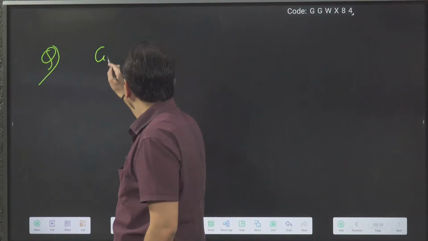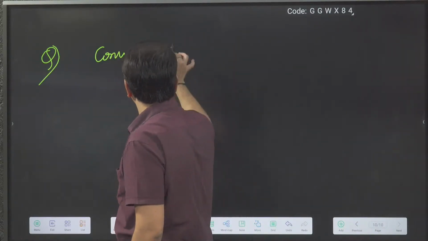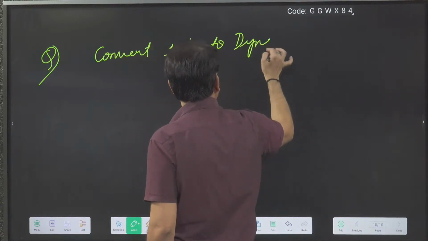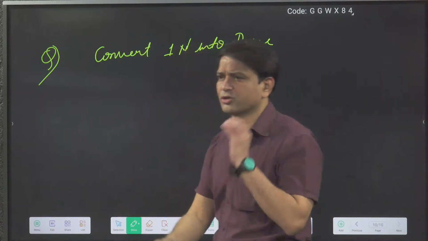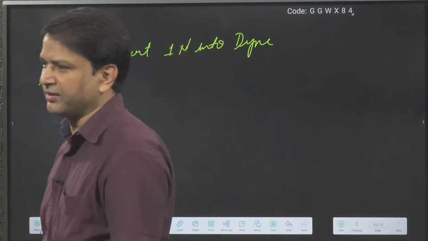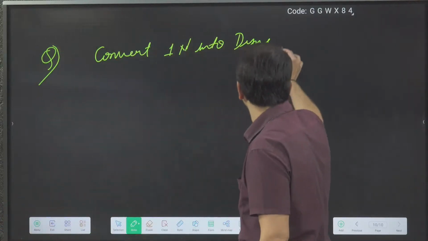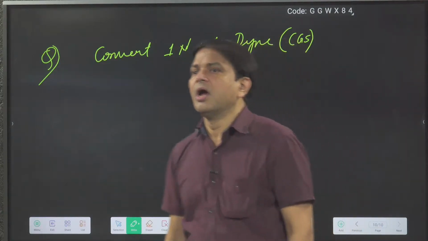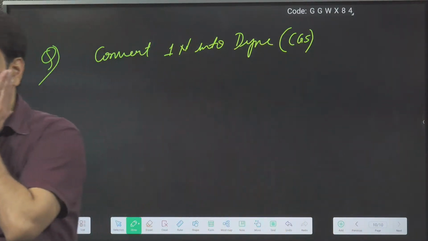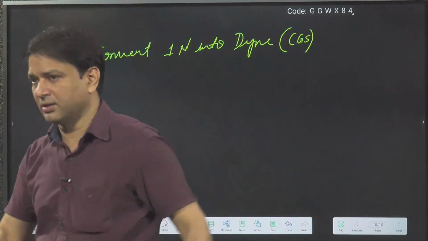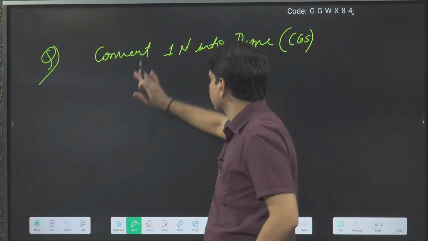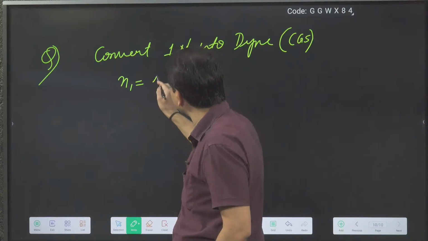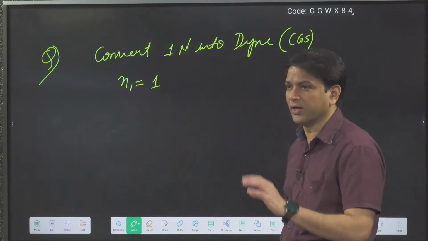So, convert 1 Newton into dyne. You know the relation also. 1 Newton is equal to 10 to the power 5 dyne. Dyne is the CGS unit of force, and Newton is the MKS unit. So I am saying, convert 1 Newton into dyne, meaning I have to go from the SI unit to the CGS unit. So N1 I will take 1. They are saying 1 Newton, so the magnitude is 1.